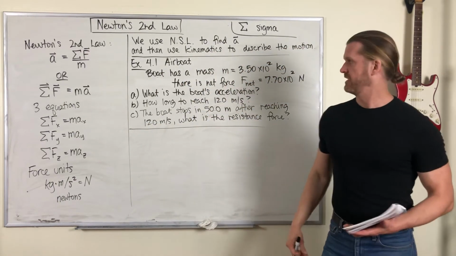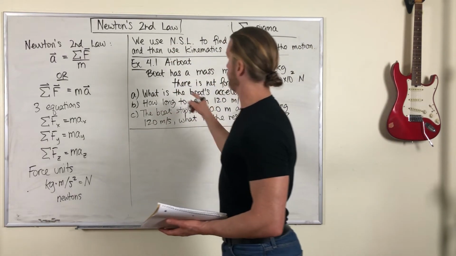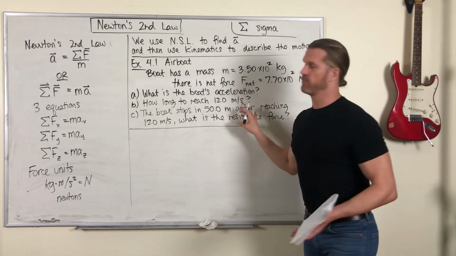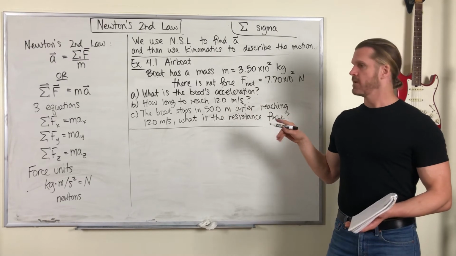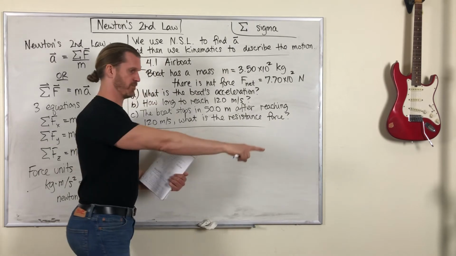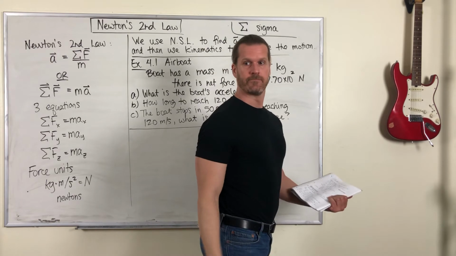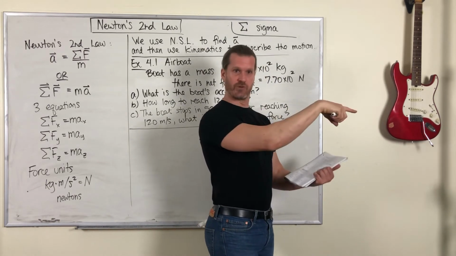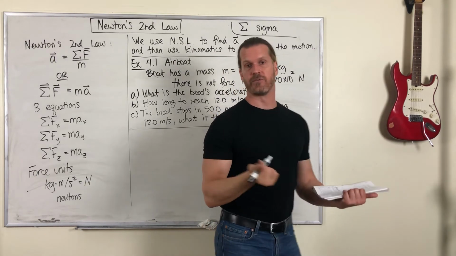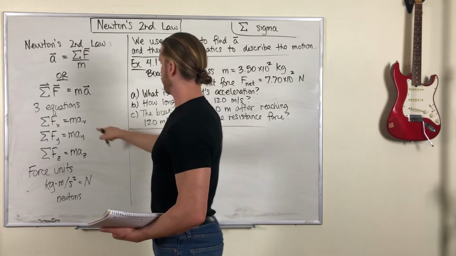We've got 3 questions. First of all, what's the boat's acceleration? Well, let's use our Newton's second law. And for this problem, we're starting out simple. It's 1D. We just have, say, the boat moving forward, and that force is pushing the boat forward. Everything's happening along one line, so we don't need to do 2 or 3 dimensions. So I'll just use an x equation.